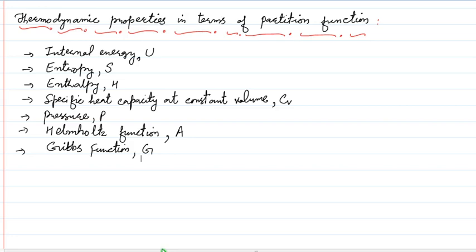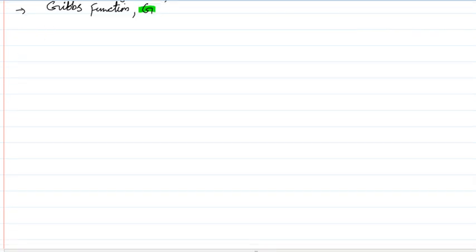Today we will discuss the thermodynamic properties in terms of partition function, and we will also try to derive internal energy in terms of partition function, entropy, enthalpy, specific heat at constant volume, and also pressure, Helmholtz function and Gibbs function. First, we will take the internal energy here.